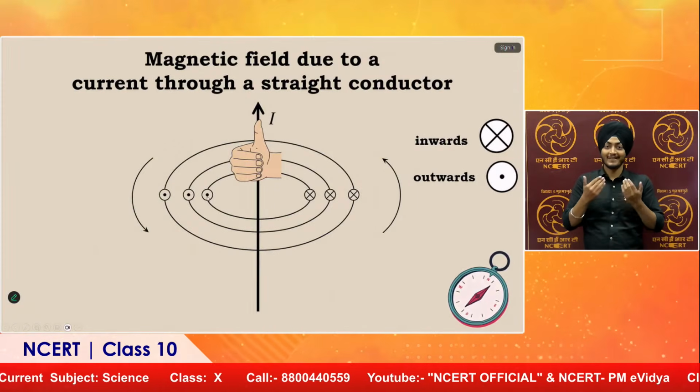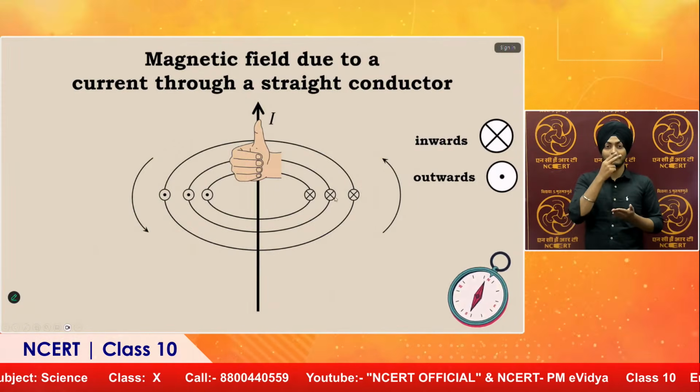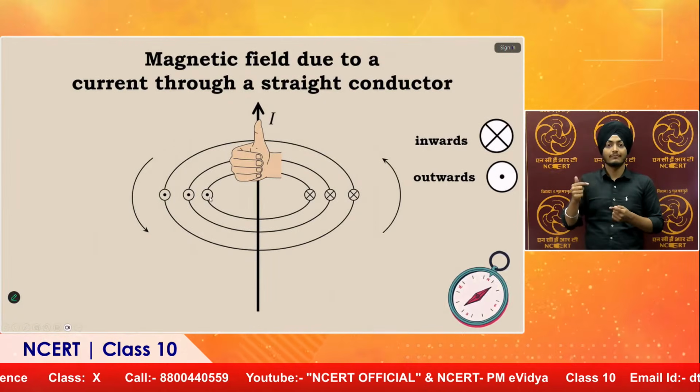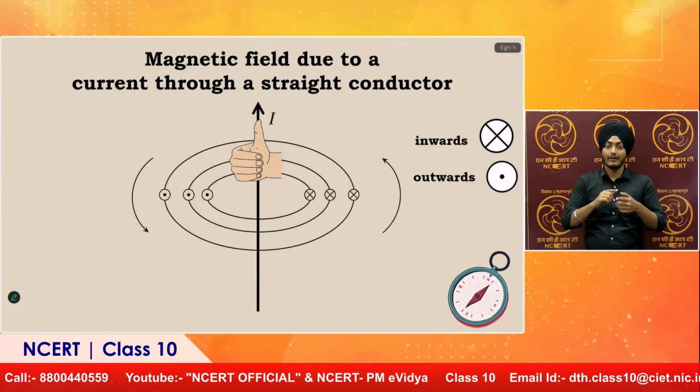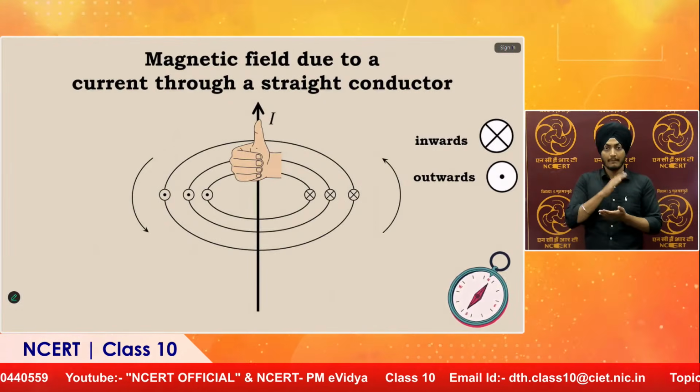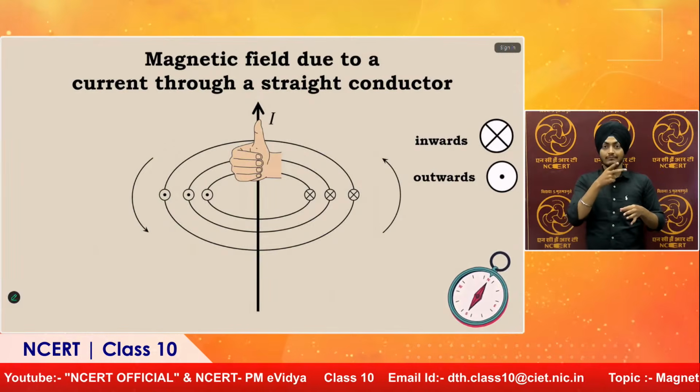Look at this. So near the wire, the magnetic field is represented by a concentric circle. Now here some dots and cross marks are presented. Now dots mean it is going outward, outward to the plane of paper. That means if you consider the screen as a paper, it is coming outward.